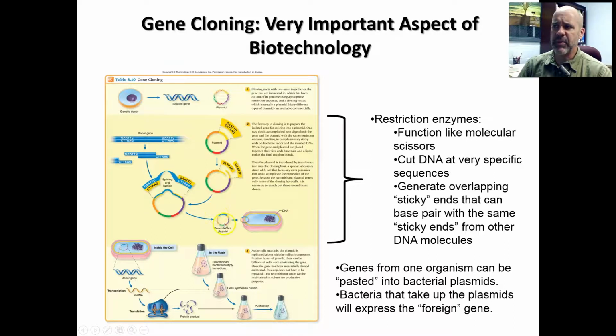Then once you have this little plasmid, this little circular piece of DNA with this gene from a human, this gene that codes for insulin, you can artificially insert that into bacteria.